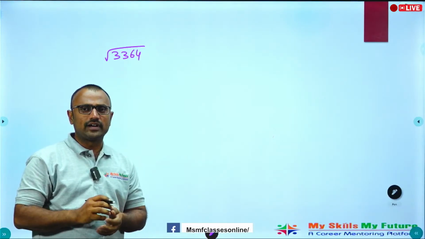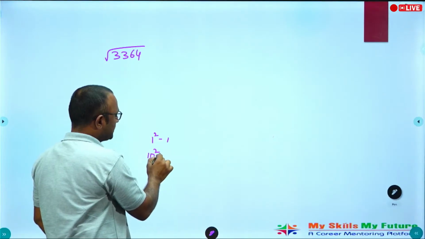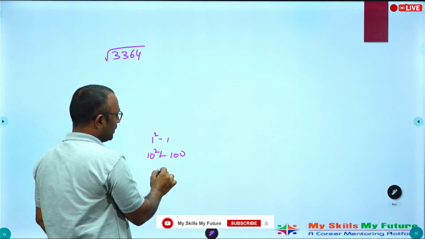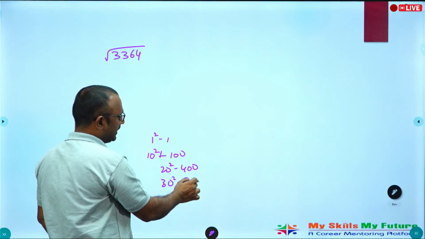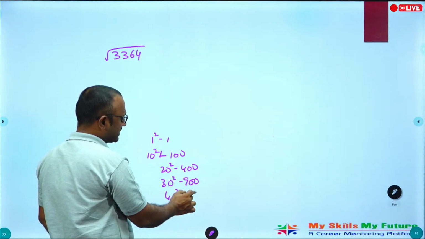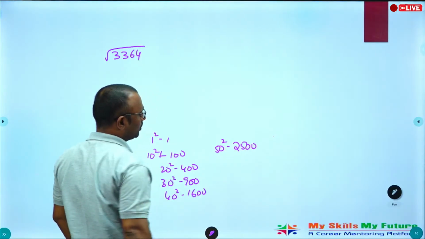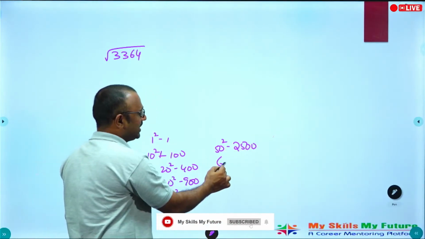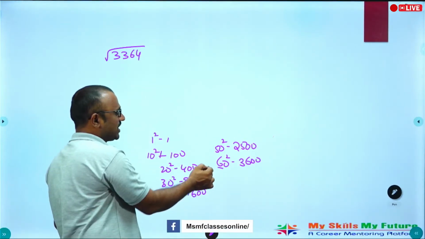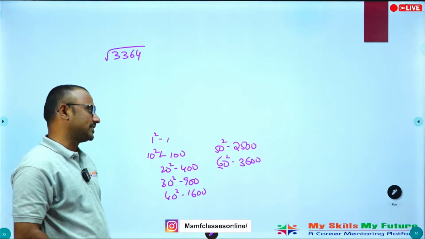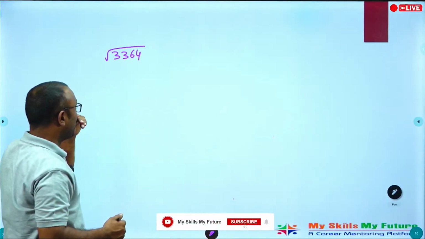First of all, you know the values of 1 square, 2 square, 3 square, 4 square, 5 square. 1 square is 1, 10 square is 100, 20 square is 400, 30 square is 900, 40 square is 1600, 50 square is 2500, 60 square is 3600. You know why? Because 6 square is 36, so 60 square is 3600.